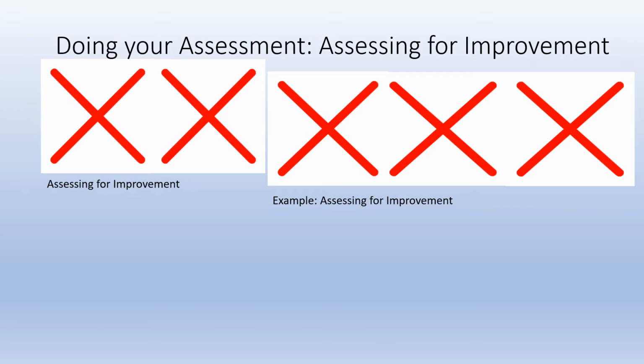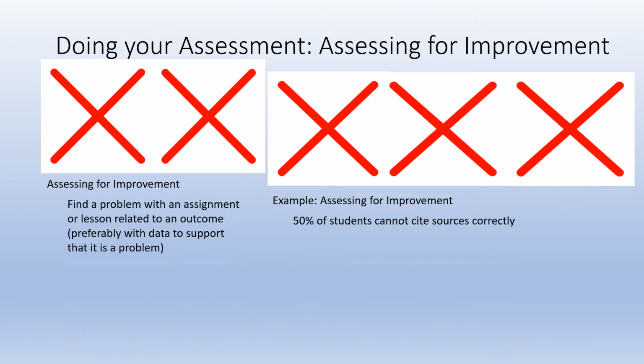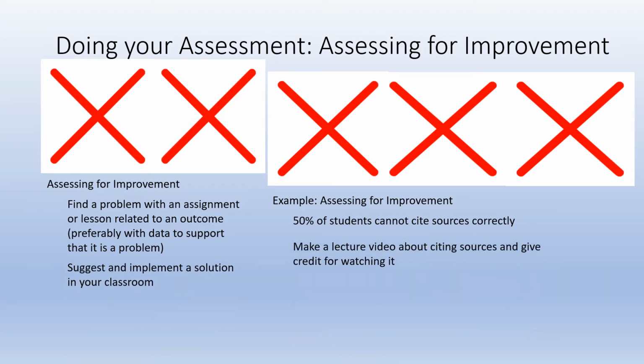So what assessing for improvement looks like is really just starting the assessment cycle a little bit further into the cycle. And so you start with a problem. Find a problem with an assignment or lesson related to an outcome, preferably with data to support that it is a problem. So 50% of students cannot cite sources correctly. That might have to do with an outcome about citing sources, but you're starting with that problem that you see.